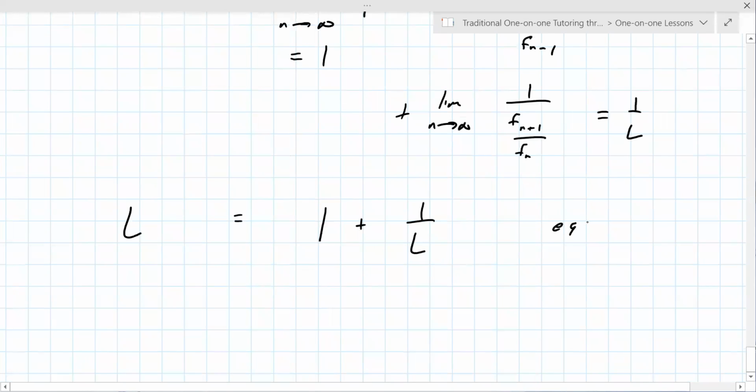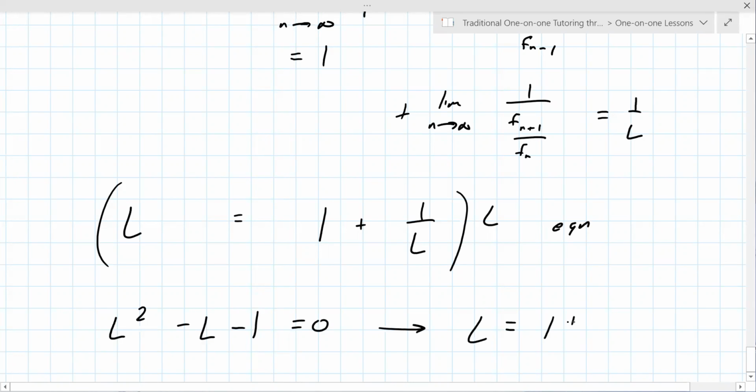And this is that equation that I was showing you before. So you multiply everything by L, get L squared minus L minus 1, and you solve it and you get L equals 1 plus or minus square root of 5, over 2. That looks nice. It did work.